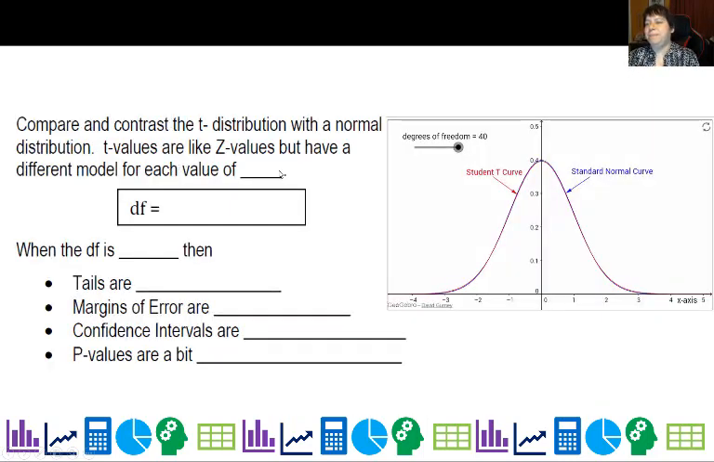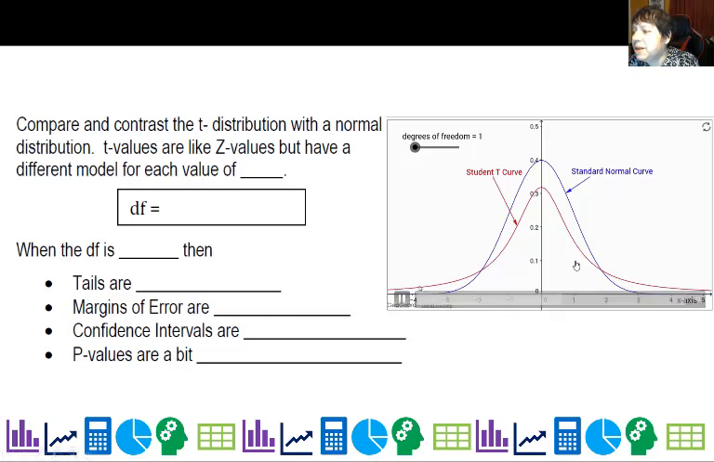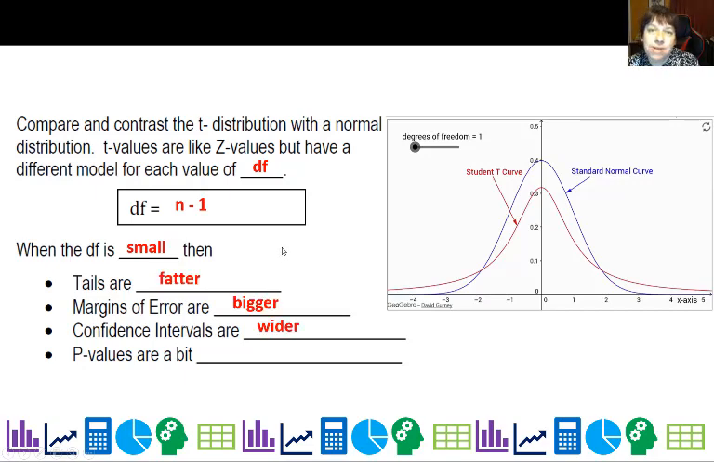So what does that look like? This applet here shows a Student's t-curve. When you have a lot of degrees of freedom, notice 40 on our high end here, they look about the same. But as our degrees of freedom goes down, you can see that it gets wider. So you can see the gap. These are the fatter tails. So we have a different curve for every degree of freedom. When DF is small, our degrees of freedom is small, then the tails are fatter, our margins of error are bigger, our confidence intervals are wider, and our p-values are a bit larger.